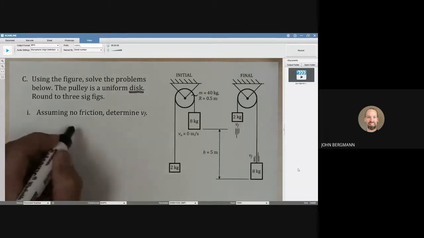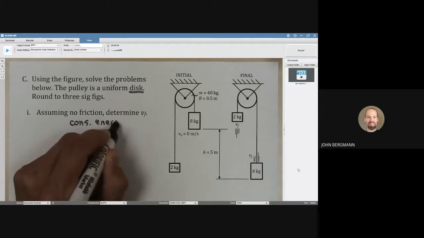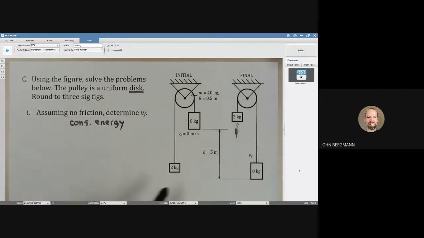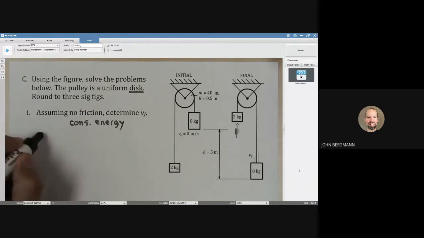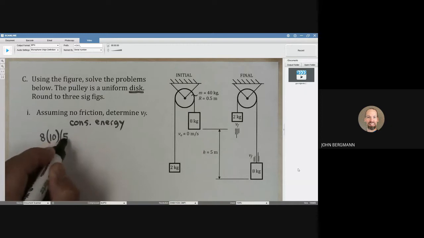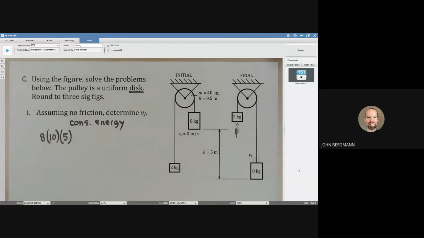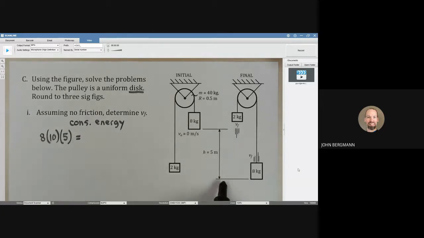If there's no friction, then we don't have to worry about any moment of inertia, and we're going to conserve mechanical energy here. If we say that the initial energy is entirely potential due to this 8 kilogram mass, that means the initial energy is going to be mgh. This 8 kilogram mass is going to drop a height of 5 meters, so a convenient place to put the reference line is down there.